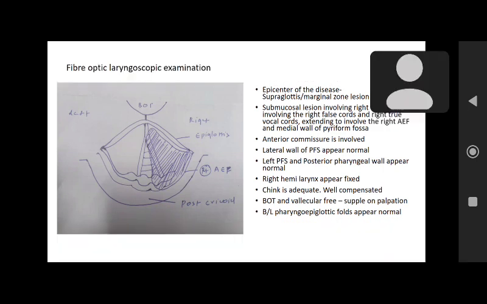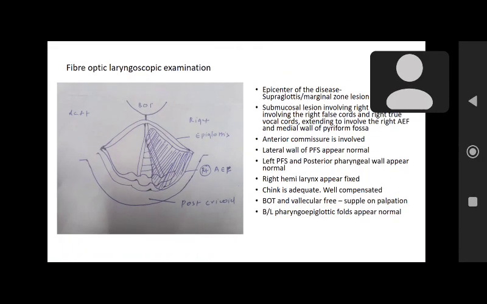Left-sided PFS and posterior pharyngeal wall appeared normal. Right hemilarynx appeared fixed. The chink was adequate and well compensated. BOT and vallecula were free and supple on palpation, and bilateral pharyngoepiglottic folds appeared normal.